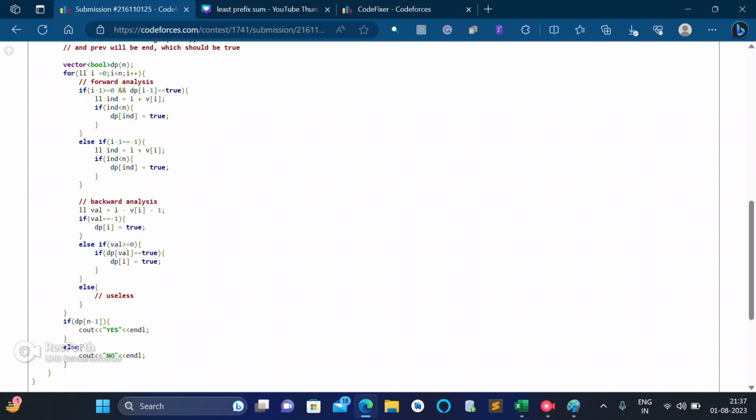Then I will do the backward analysis. I will say, if the value, that is the index i minus vi minus 1, is minus 1, then I will mark dp of i as true. If it is greater than 0, then I check whether dp of val is true or not. If dp of val is true, then I will mark dp of i as true. If dp of n minus 1 is true, then we print yes, else we print no.